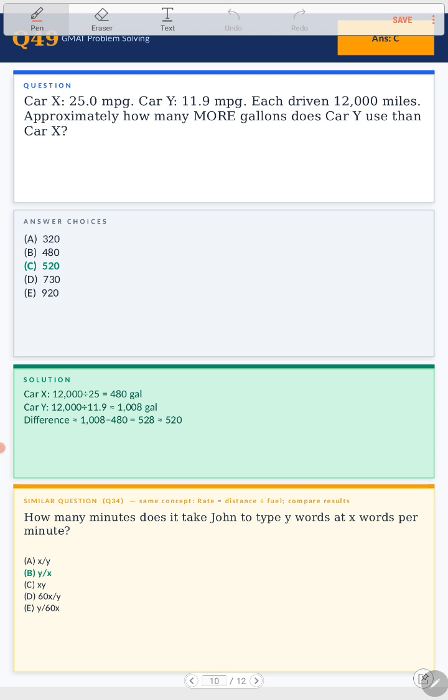So we can reduce this to 12,000 divided by 25, 480. 12,000 divided by 11.9, approximately 1,008. Subtract the 2, it gives you 520.